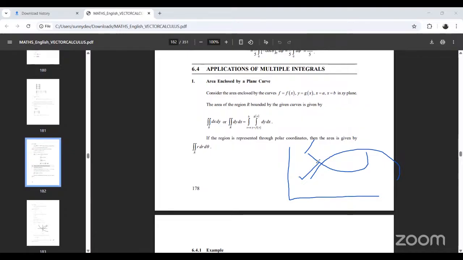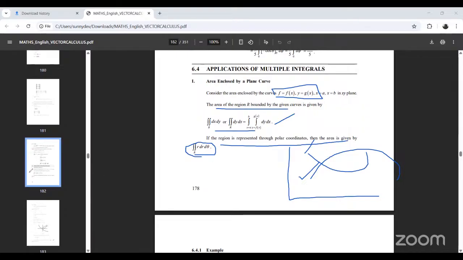Here, y equal to f of x and y equal to g of x, and x equal to a and x equal to b in the xy plane. So the area of the region R bounded by the curves y equal to f of x and y equal to g of x and x equal to a and x equal to b is given by the integration. When you are changing into polar coordinates, the area becomes r dr d theta. So this is in the polar form. The previous one is this, okay.